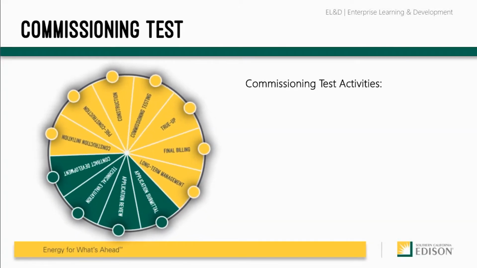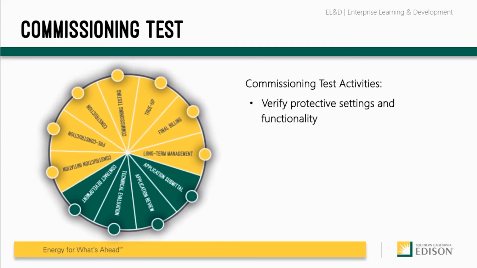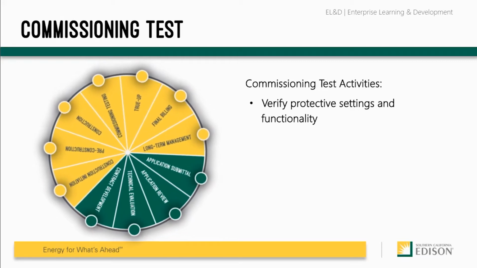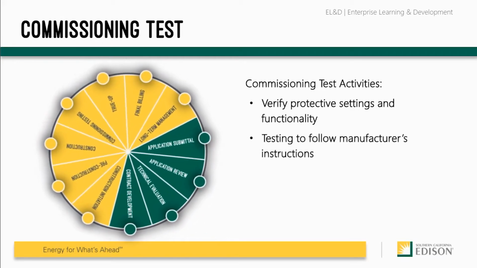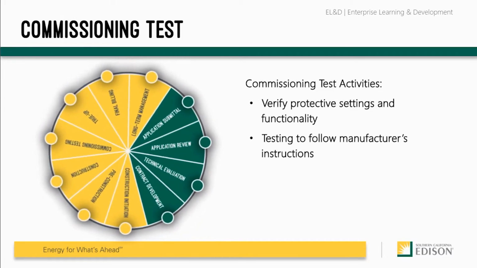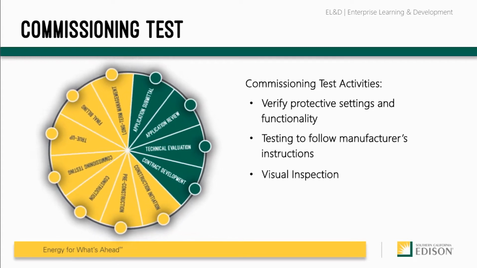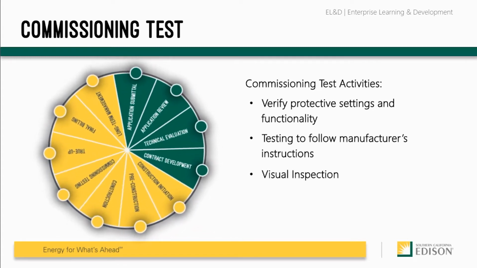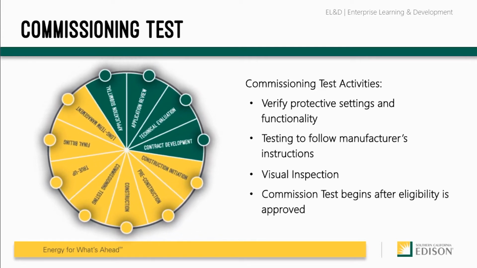A commissioning test is performed to verify protective settings and functionality and is required upon initial parallel operation of a generating facility. The testing will follow the manufacturer's recommended test procedure for verifying settings and requirements. The commissioning test includes a visual inspection of the interconnection equipment and protective settings to confirm compliance with the interconnection requirements. Once eligibility has been approved, the commissioning test will commence.